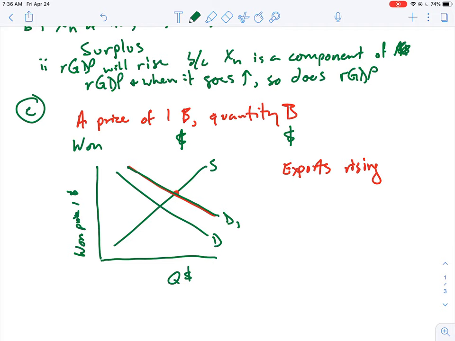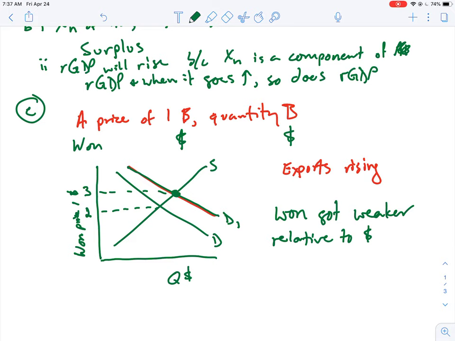Okay, so initially there were 2 won per dollar, but now Americans will supply additional dollars because they're going to get 3. Okay, so that means that the won got weaker relative to the dollar. And weaker, another way of saying that is depreciated. It depreciated relative to the dollar.